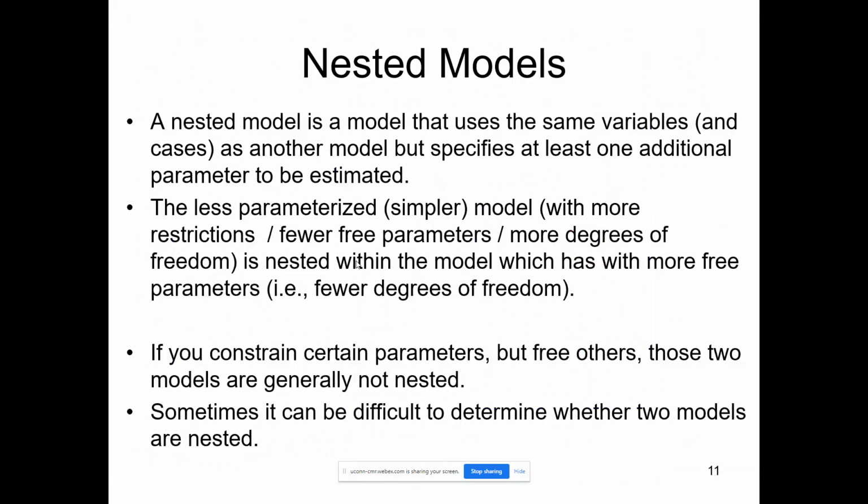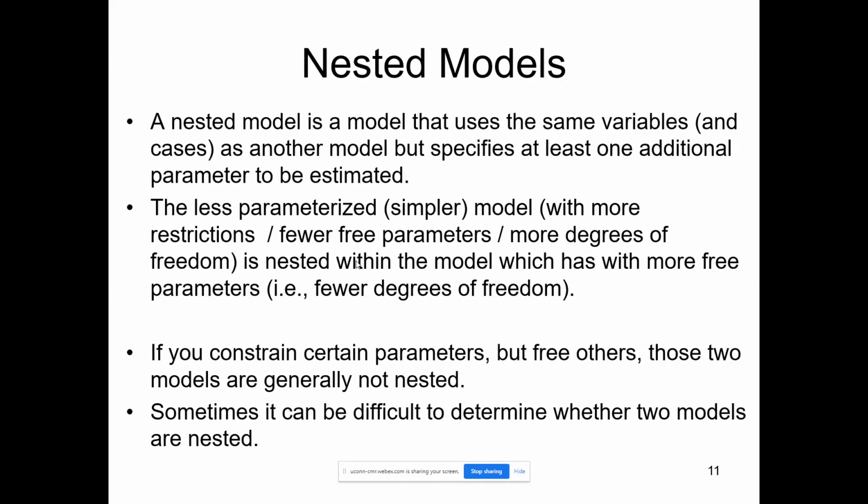Okay, so we can think about this: the simpler model, the one that has fewer free parameters and more degrees of freedom, is nested within the model that has more free parameters or fewer degrees of freedom, right? What I mean by that is I can take the more complicated model and make some constraints or restrictions to get to the simpler model.